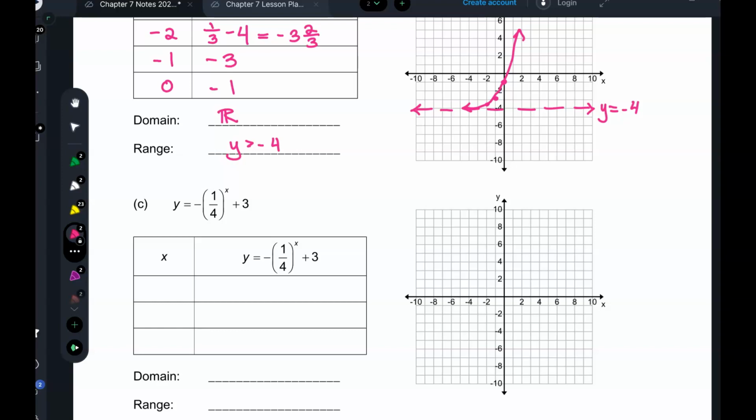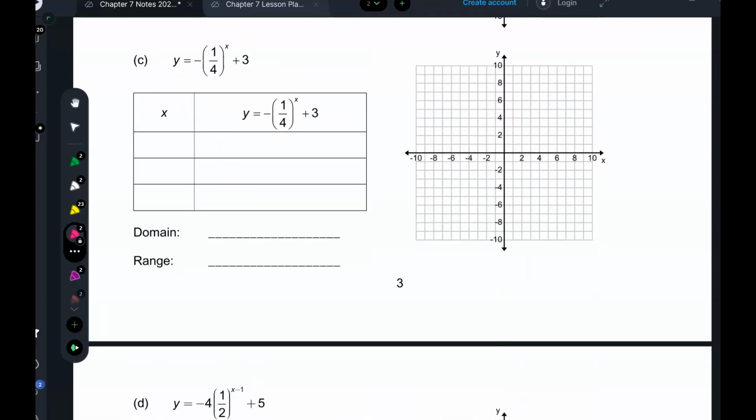This one has a couple of things going on. What do we have? It has the vertical shift, going up 3 units, and it's going to be vertically flipped, with a vertical stretch. And this is going to be an exponential decay because the base is less than 1.